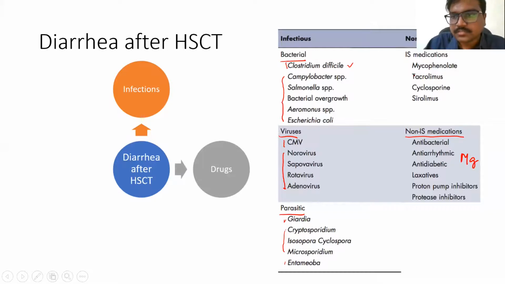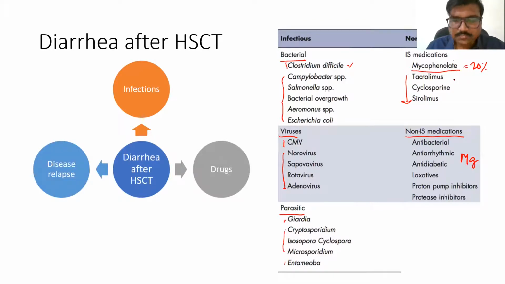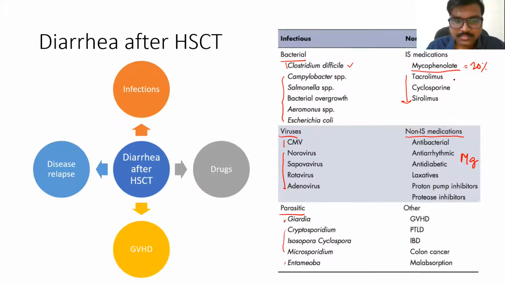And among immunosuppressants, mycophenolate has the highest propensity. It causes diarrhea in almost 20% of the patients taking it. Others are less frequent causes, but mycophenolate is not commonly used after stem cell transplant, so that is not a culprit in these patients, in contrast to solid organ transplant. Sometimes disease recurrence like lymphoma can also lead to diarrhea. That has to be considered.